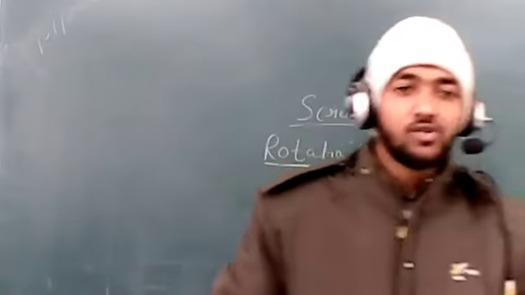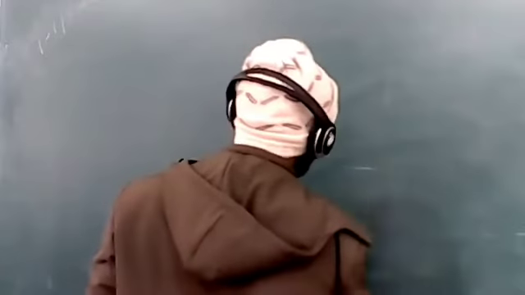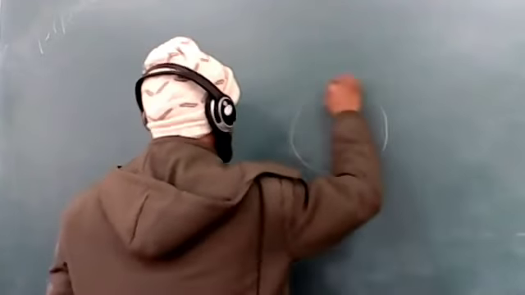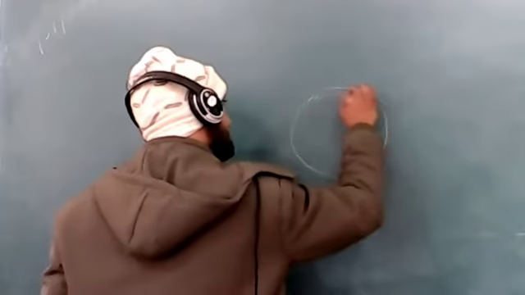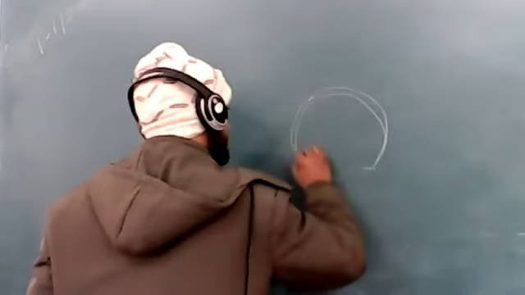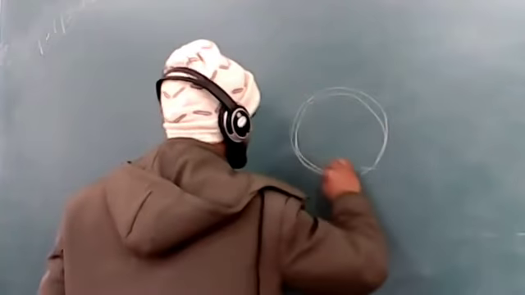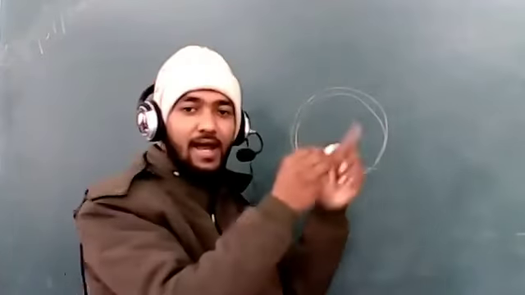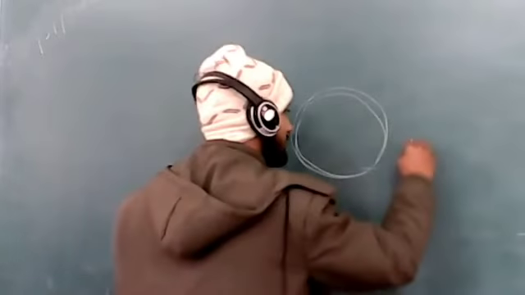Now we will discuss the wheel and axle. The next simple machine is wheel and axle. So wheel and axle is a simple machine in which a wheel is connected to a small rod, the axle. So first, like this, a wheel. And it is connected to a small rod here. That rod is called the axle.